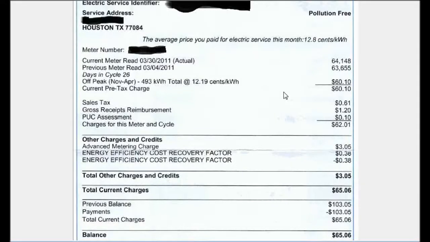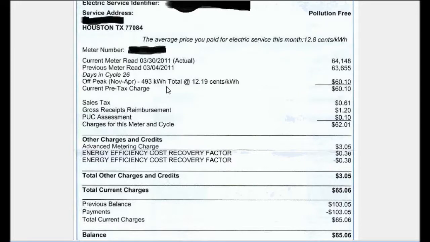With that said, the first thing we want to do is find out what we're paying for air conditioning. The easiest way to do that is to take our high bill minus our low bill. You'll see here my low bill was $65.06. Total I paid was 12.8 cents per kilowatt hour, and this was from March 4th, 2011 to March 30th, 2011. They gave me my current meter read minus my previous meter read, which came to 493 kilowatts.